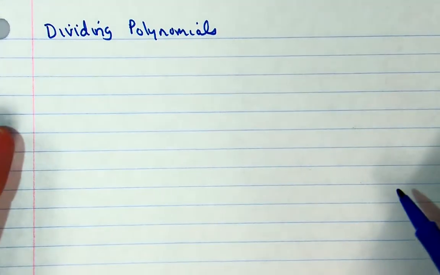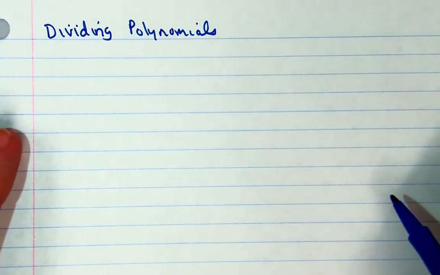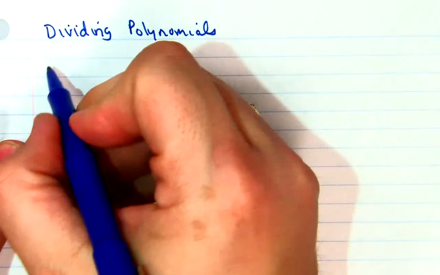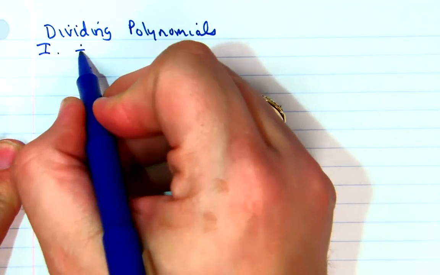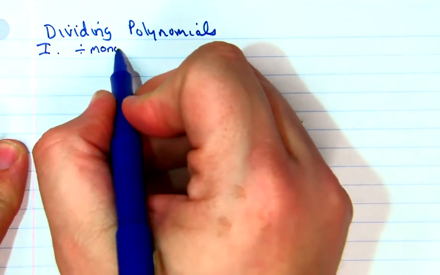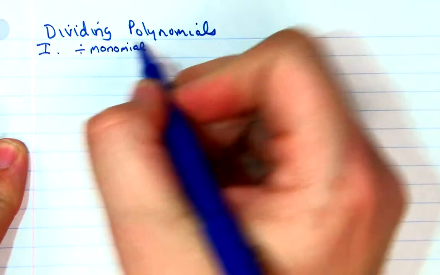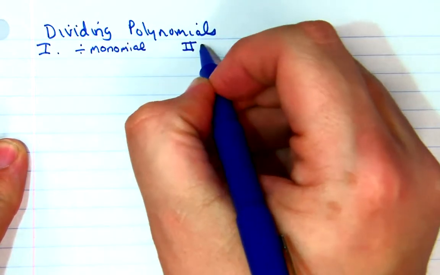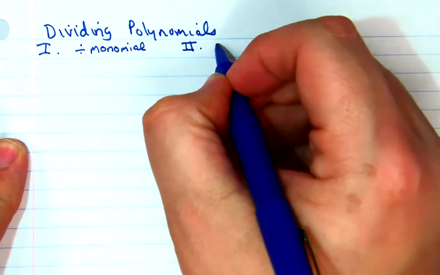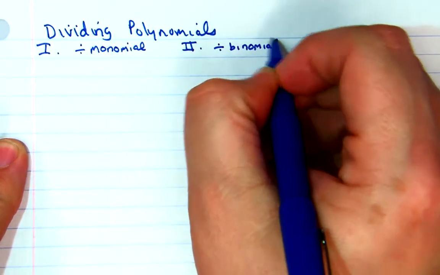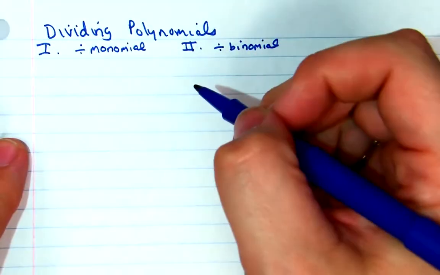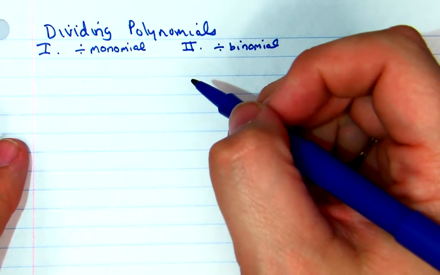Hi everybody, we're going to talk about dividing polynomials. There are two different cases. One is when you divide by a monomial, which is our first one, and our second case is when we divide by a binomial. And so we're going to look at one of each, kind of go through the system.